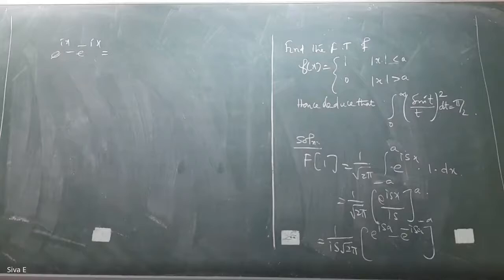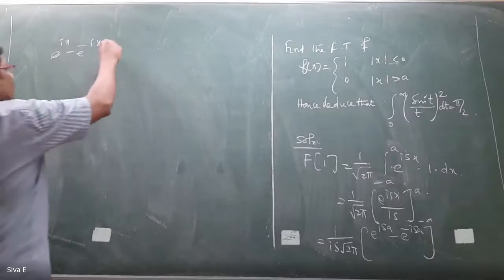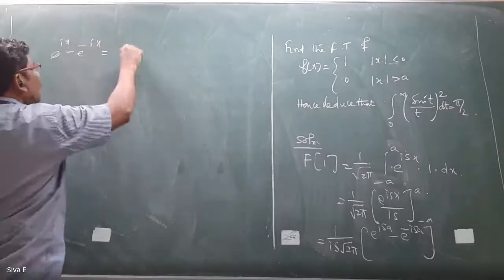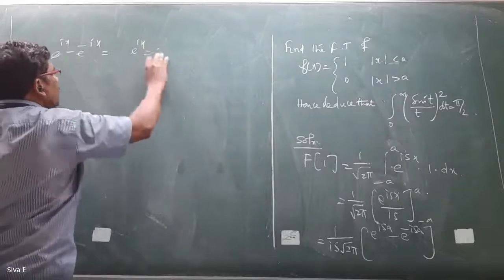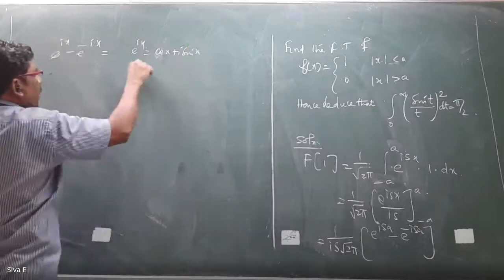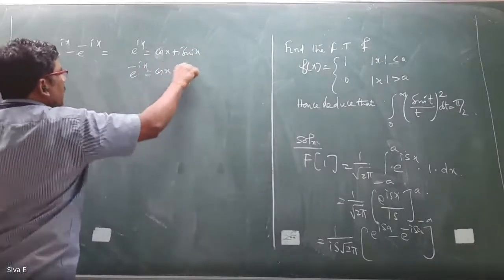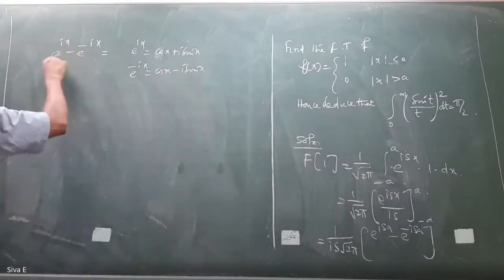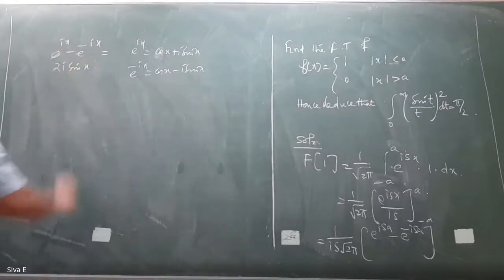What is the e power ix minus e power minus ix formula? What is e power ix? It is cos x plus i sin x. E power minus ix is cos x minus i sin x. This value is 2i sin x.